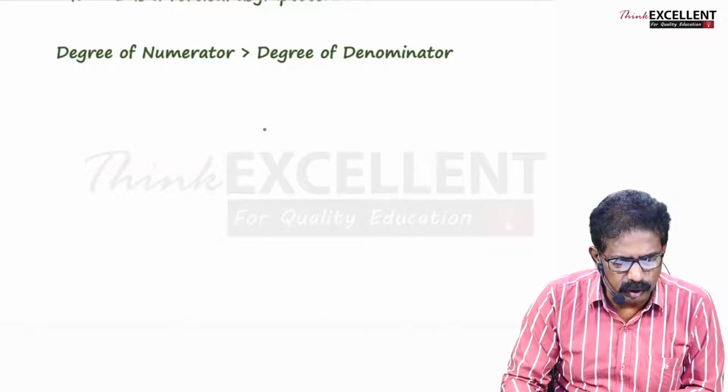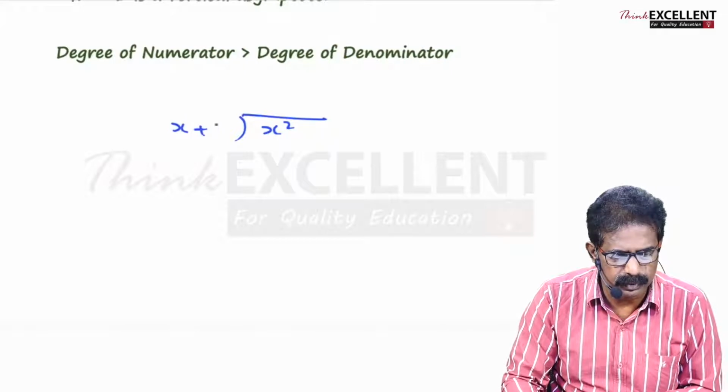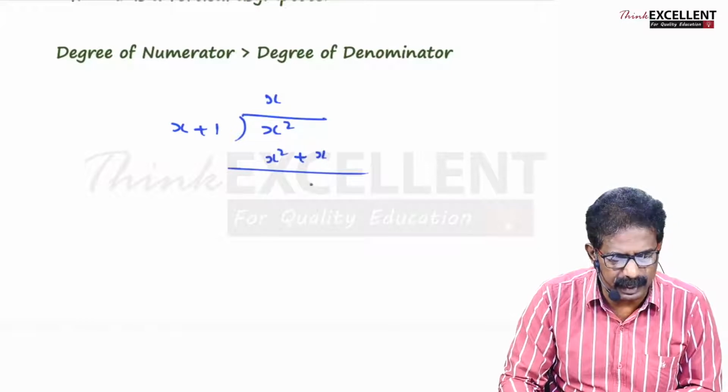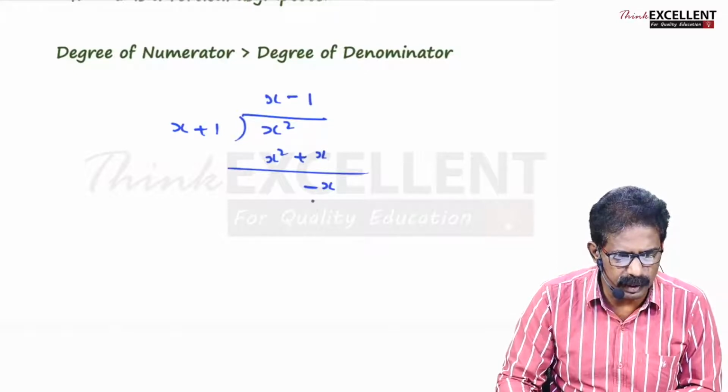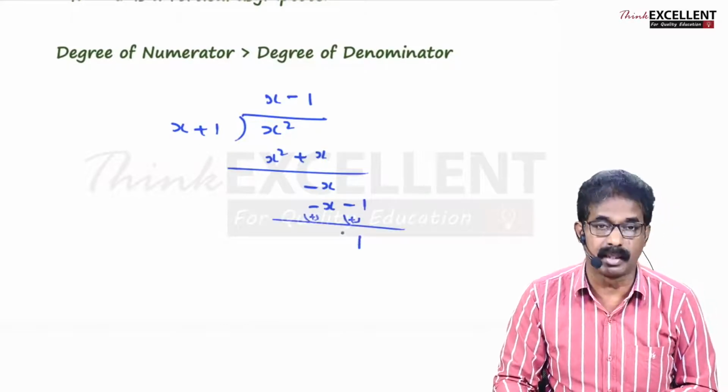So you divide it. Numerator is x square, denominator is x plus 1. So x square by x, it is x. By that x you multiply: x into x square plus x into 1 is x. So subtract it, cancel, this becomes minus x, right? We change the sign. Minus x divided by x is minus 1. So minus 1, you multiply minus 1 into x, minus x. Minus 1 into 1, it is minus 1. You subtract again, change the sign. This becomes plus and this becomes plus. So you are getting 1 as a remainder.